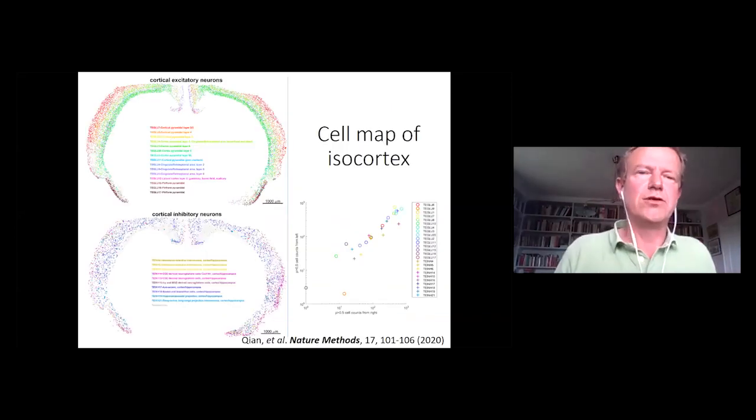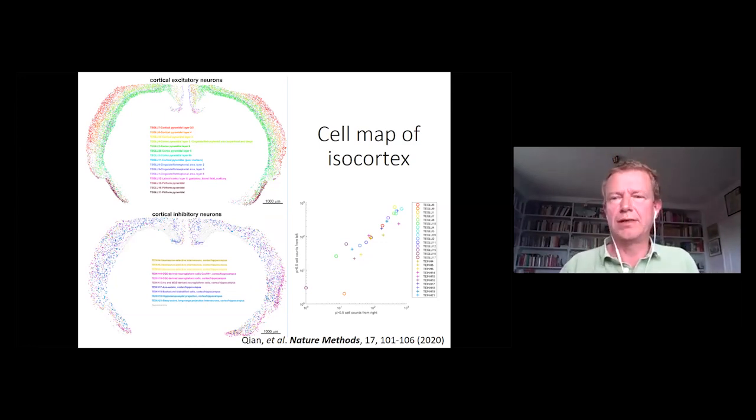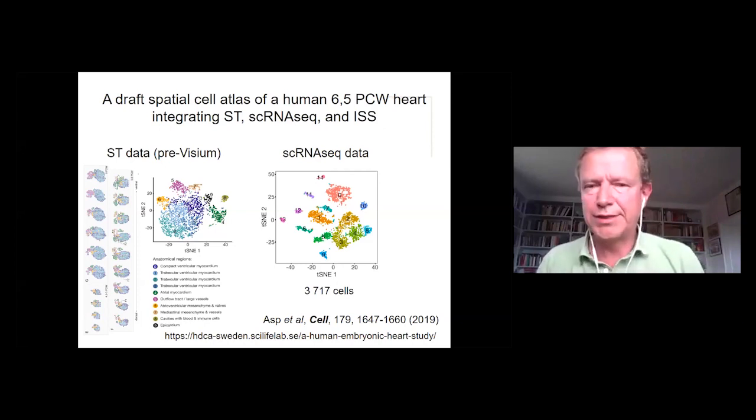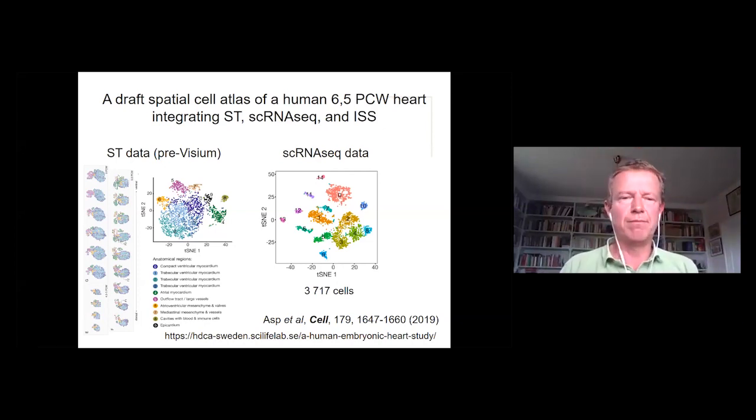So this set of genes also did a decent job in mapping the neurons of the isocortex, both the excitatory and the inhibitory. And then we took this approach to map a set of human developmental heart tissues.